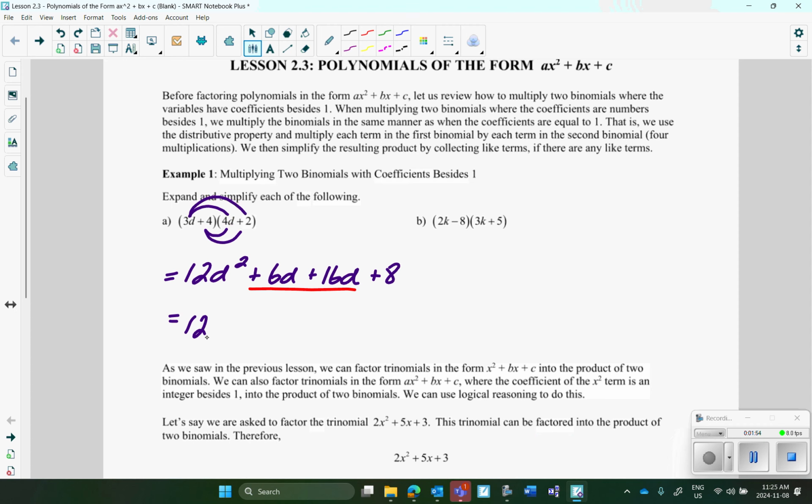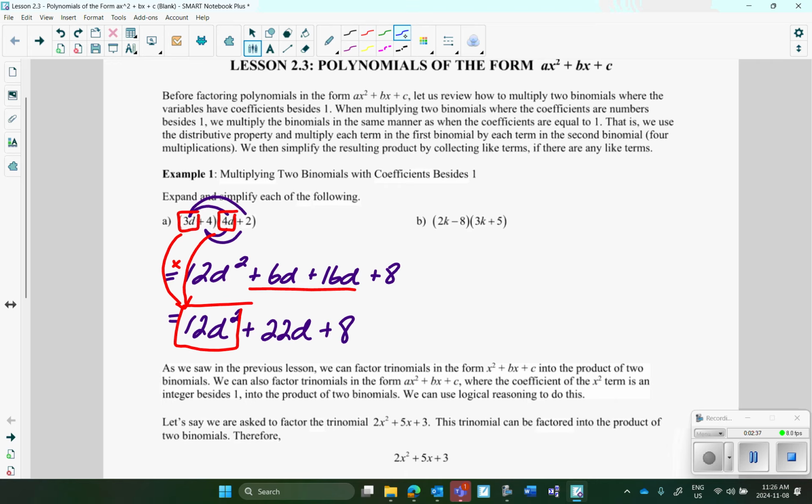So to get 12d squared, plus 22d, plus 8. Okay. Notice a couple of things between the multiplication and the final answer. Notice that this term is always going to be the product of the first 2 terms. We're going to multiply those together, and we're always going to get the first term of the answer.